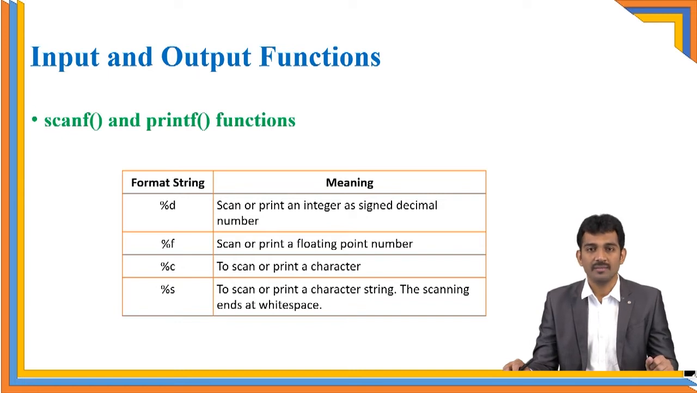See here, scan or print integer as a signed decimal number. %f, scan or print a float number. Float values, you should use %f. Integer values, you can use %d. If you want to read a character type, then you can use %c, and %s to print or read string data type. Let us see with a small example.